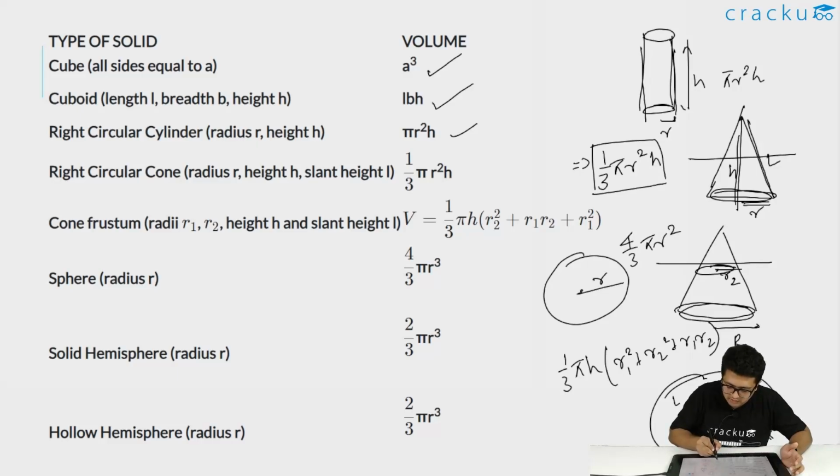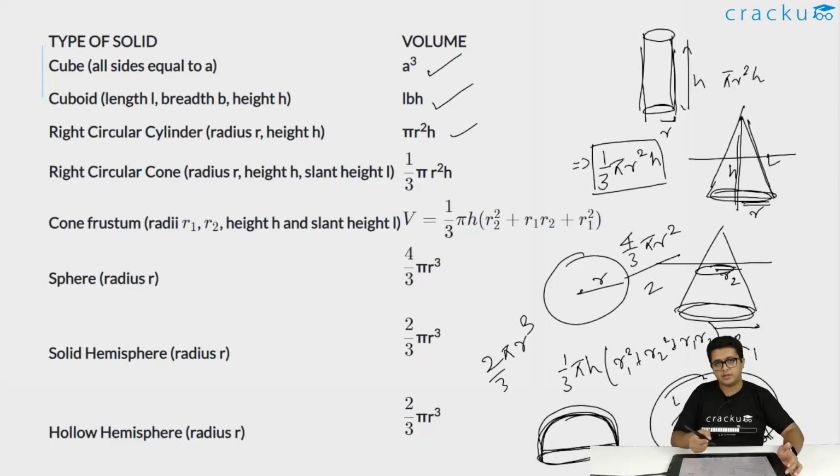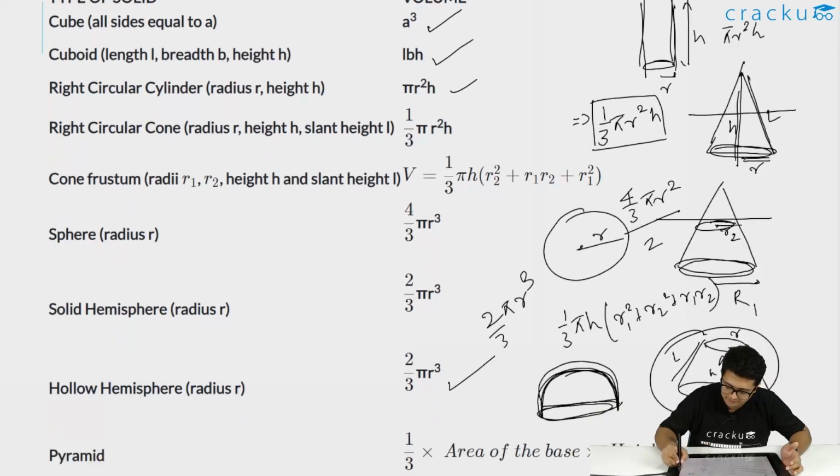A hemisphere is half a sphere. It's got a circular base on the bottom, and then there's a half ball structure on top. So the volume would naturally be half of this, which would be 2 by 3 pi r cube. A hollow hemisphere, even though it's not a solid, the volume remains the same. You can still fill water into the hollow hemisphere. The volume still remains the same. It's 2 by 3 pi r cube.